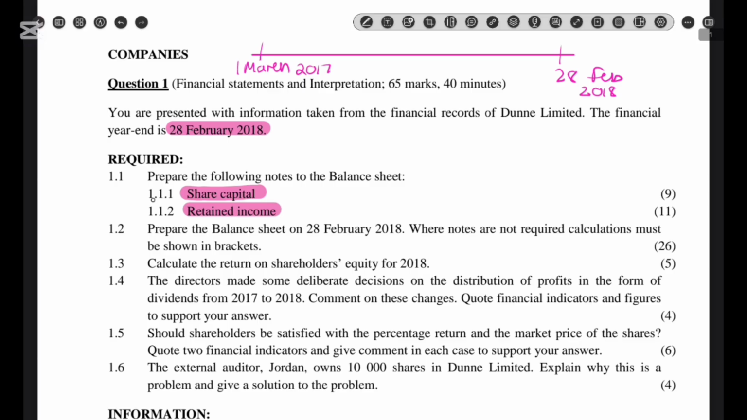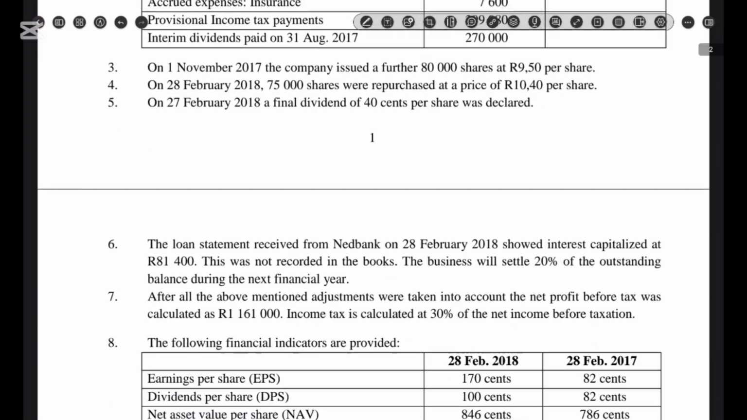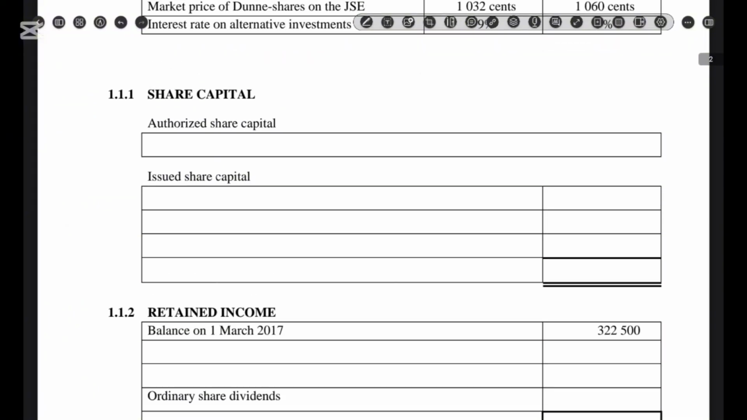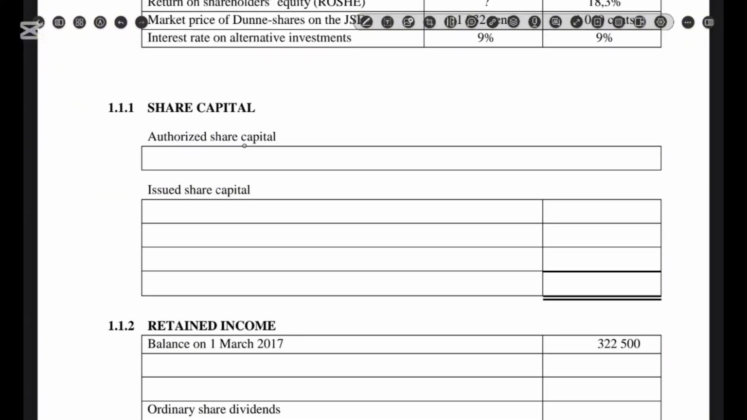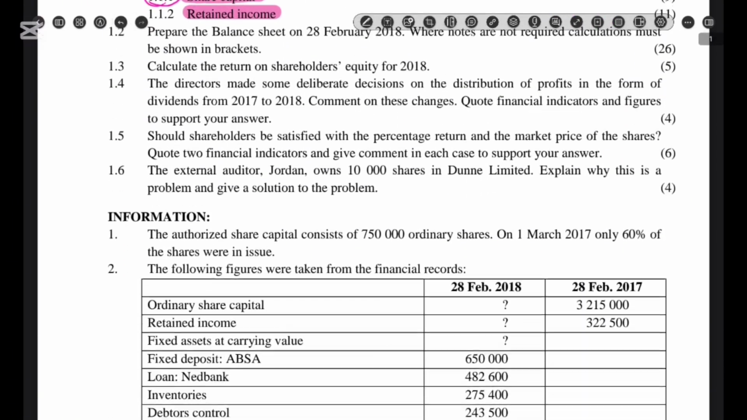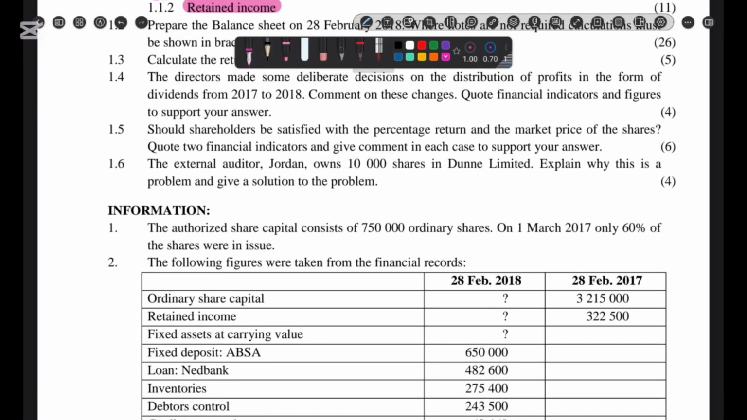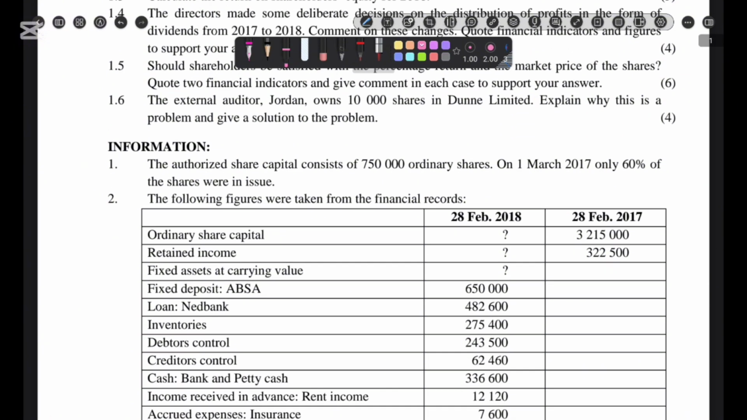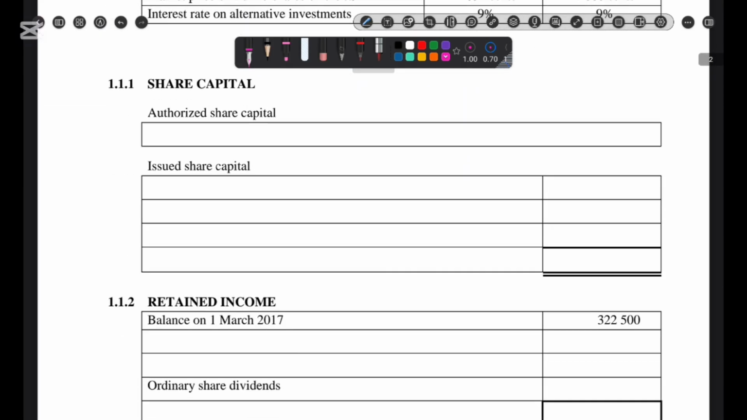So let's go first and prepare the share capital note. If you go down to your share capital note, the first thing that we need to go and find is the authorized share capital. So let's go and find out what the authorized share capital is. Under our information, they have told us that the authorized share capital consists of 750,000 ordinary shares.